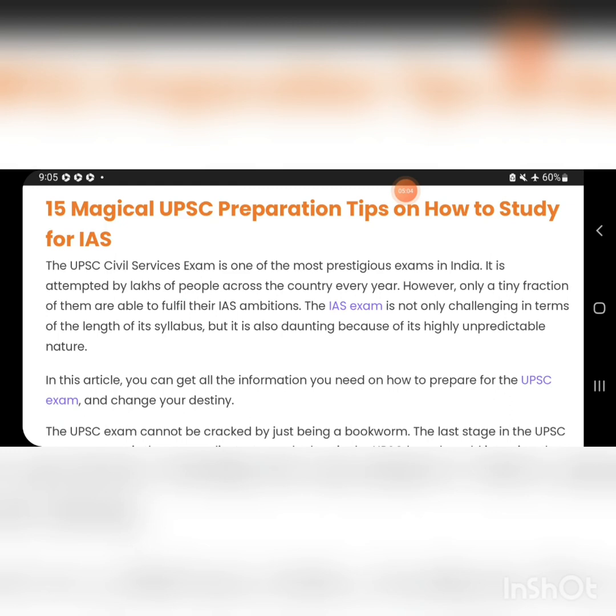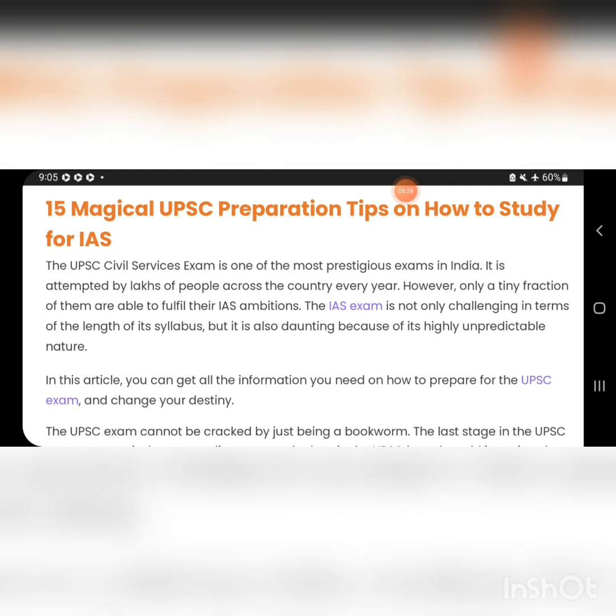there are some schemes, some methods to crack civil service examinations. For that, in today's discussion, we are going to get through these 15 magical UPSC preparation tips on how to study for IAS.